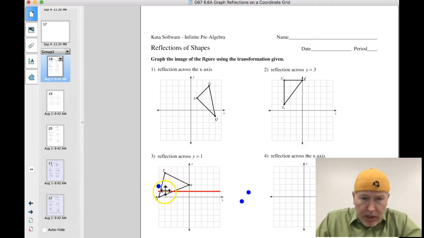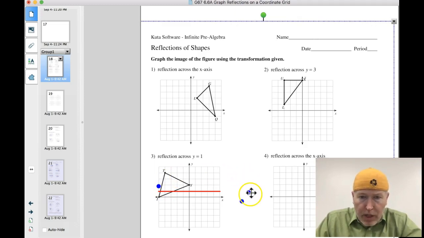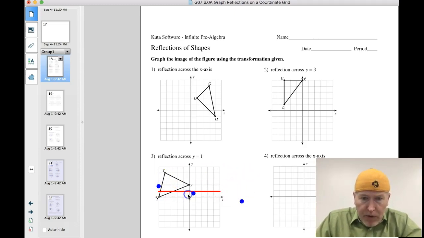This spot here, let's see, it's 1, 2, and it's 3 above the reflection line. So of course it's got to be 3 below the reflection line. So here's 1, 2, and 3 below the reflection line. And this guy here is just 1 above the reflection line. So when we reflect it, it's going to be right here in the origin, which is 1 below.